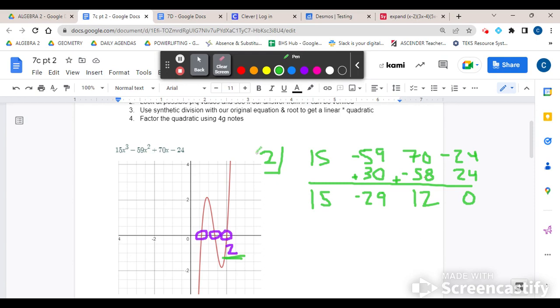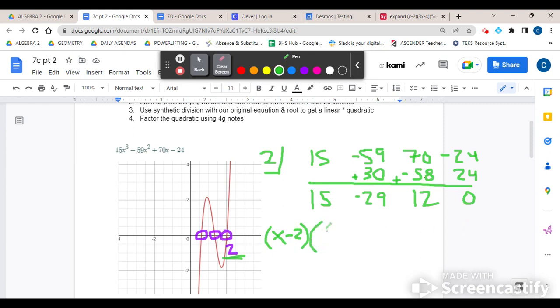Okay. And we can guess and check these. If it doesn't work, it doesn't work. But most of these that I'm going to give you are going to work. So make sure we set these up correctly. So what's going to happen is, since 2 works, we know that x minus 2 is going to be a factor of this function here.